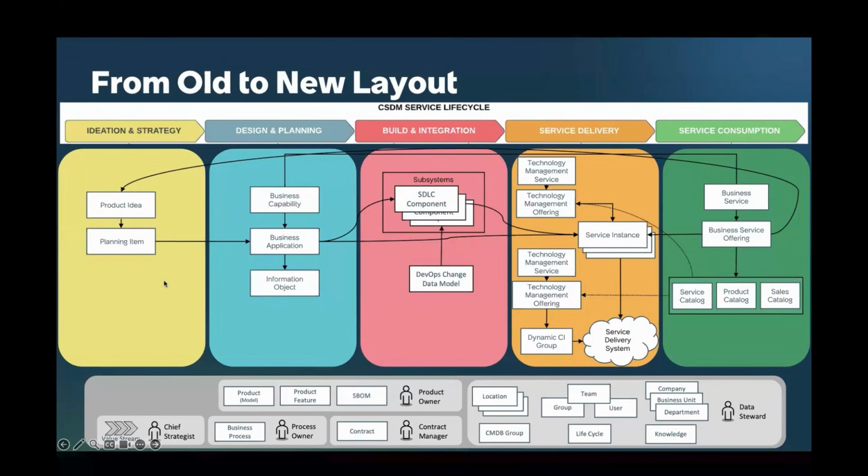So ideation and strategy is the new one, where we get into product ideas and planning items that turn into investments that you're designing and planning on. Then that goes over to build and integrate, where development teams get their work done and deliver stuff that lands in the data center or in the products that the customers have in their hands. And that's service delivery.